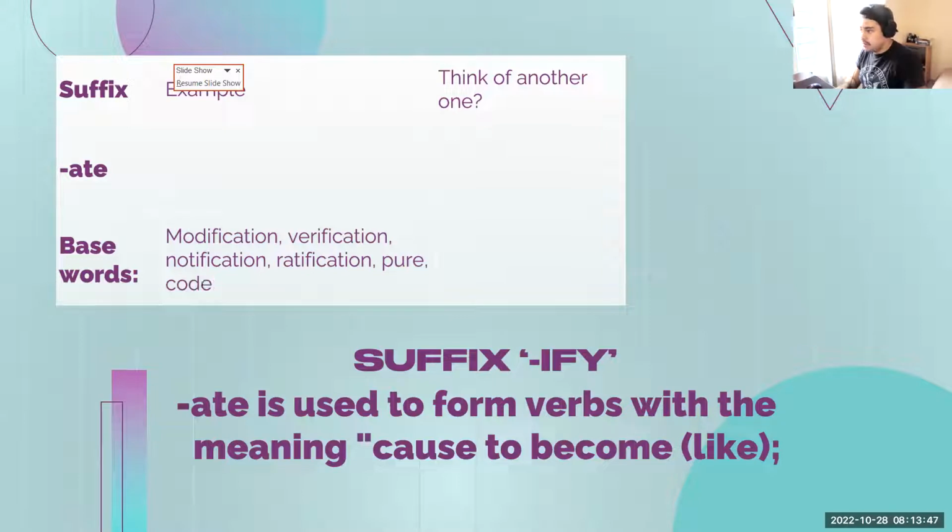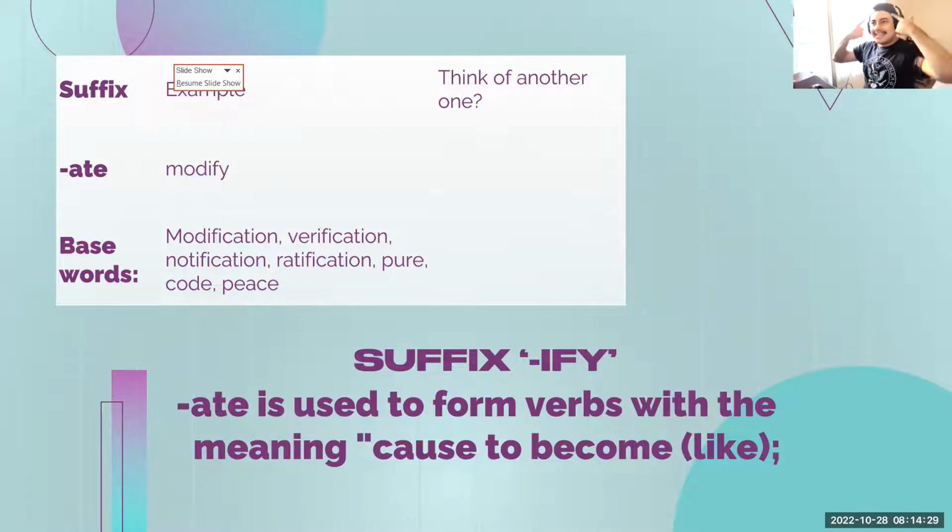Code, or classification. Peace. Let's talk about peace. Okay. All these words can become a verb if you use the ending ify. Modification becomes the word modify, which is a verb. Right? To modify something is to give changes to that.